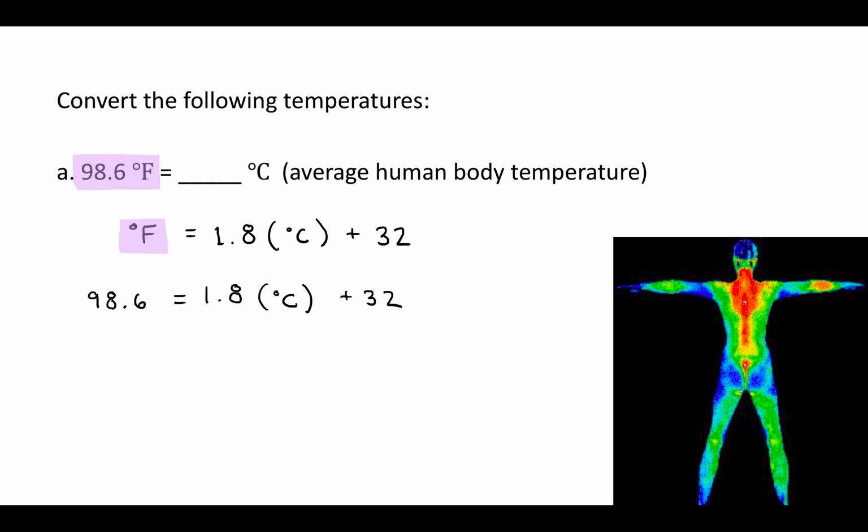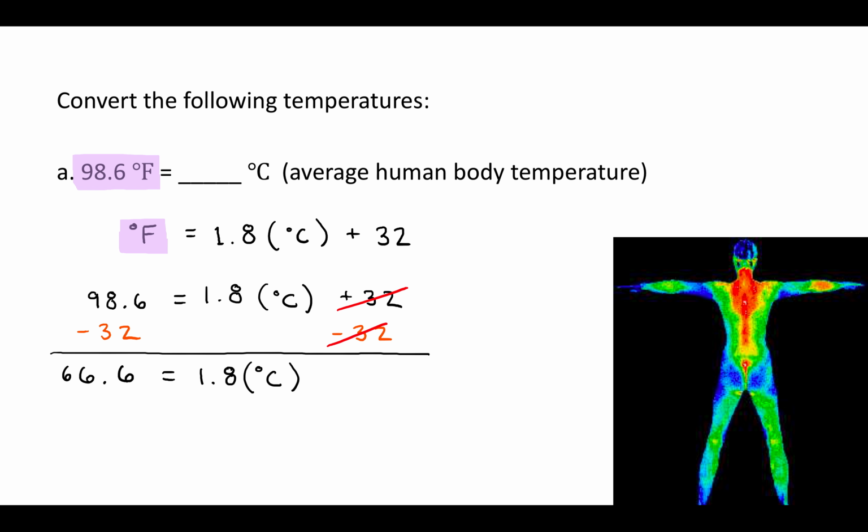It's being tied to the degrees Celsius by a plus sign, so I'm going to do the opposite operation. I'm going to subtract and use the same number. If I do that to one side of the equation, I have to do it to the other. So I'm subtracting 32 from both sides. On the right, it's going to cancel, and on the left, it'll leave me with 66.6. That's 98.6 minus 32. So I have 66.6 equals 1.8 times the degrees Celsius.